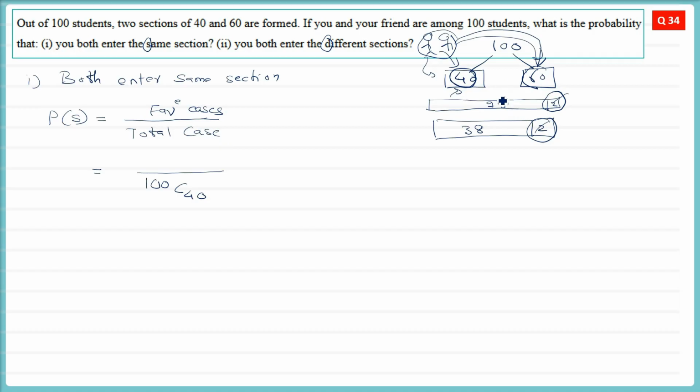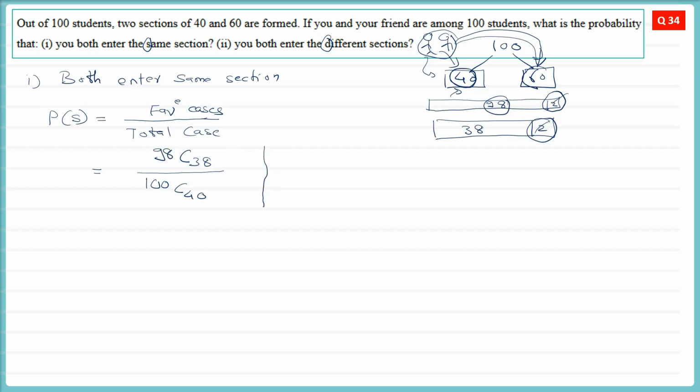So others will be taken from 38. So the 38 will be taken from 98. So 98 C 38 is the favorable cases, because it is assumed that you are anyway going to this section. So you can be removed. Others need to be arranged, right? Now this is done. Now let's come to the 60 part.